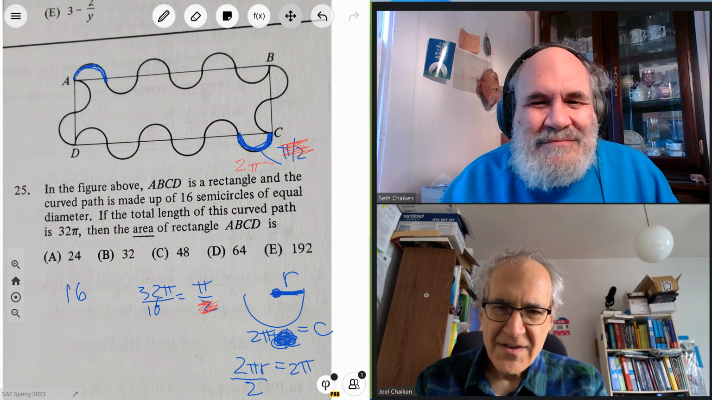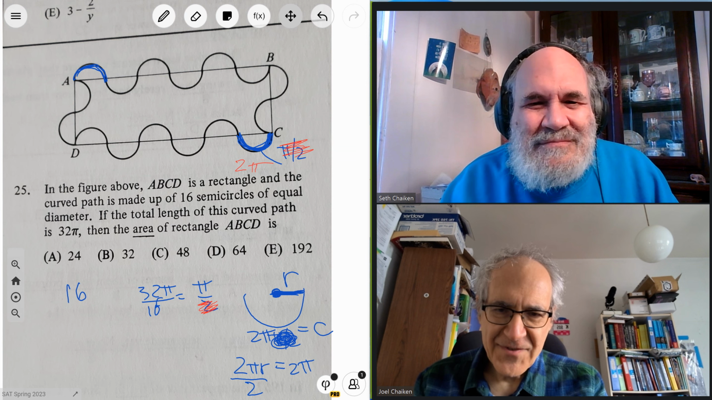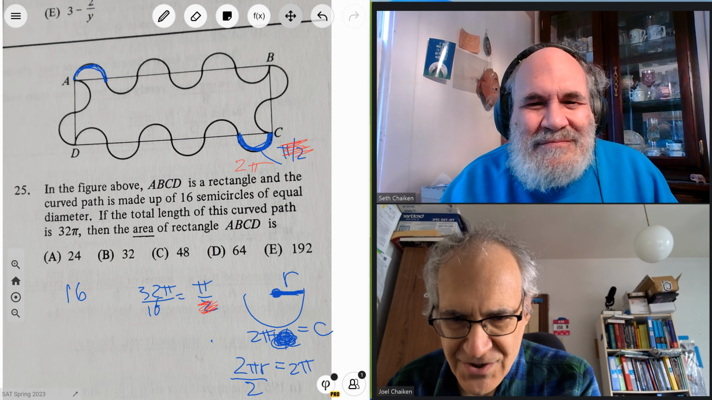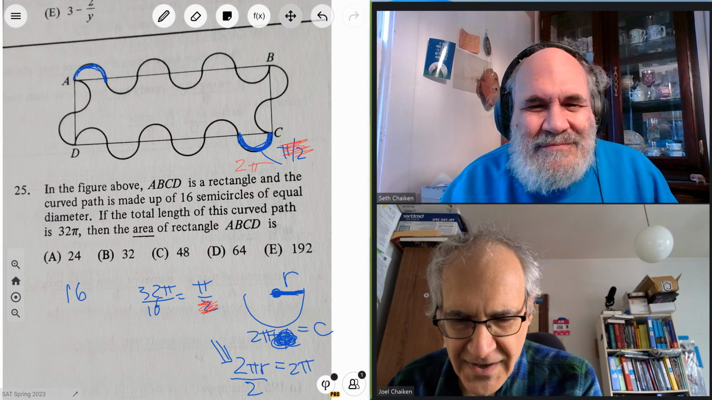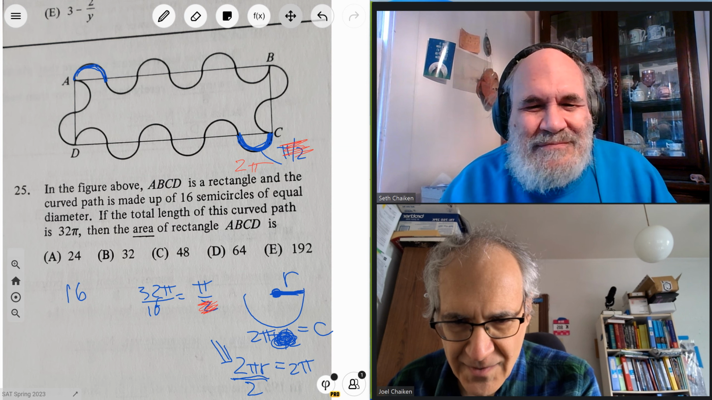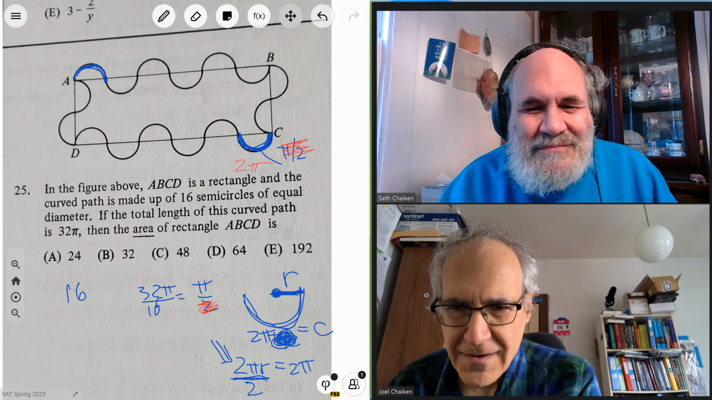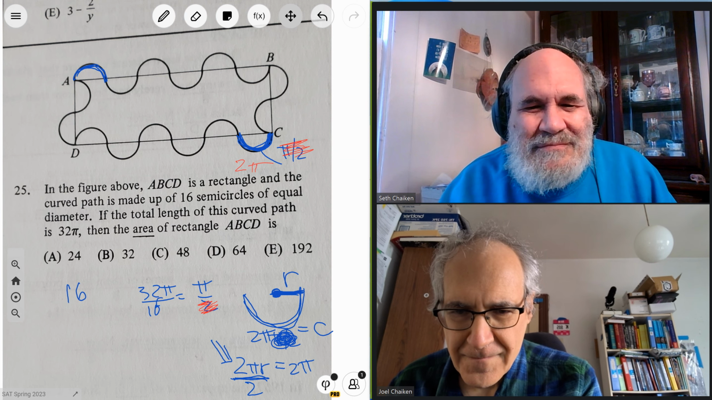Okay. So that means that half the circumference, so a circumference of a circle is 2 pi r, but half of it is 2 pi r divided by 2 because this is a half circle. So that has to equal 2 pi, right? So we can solve for r.